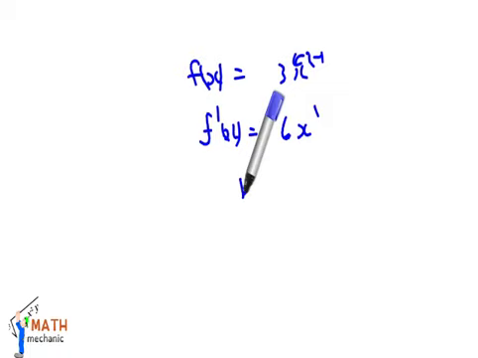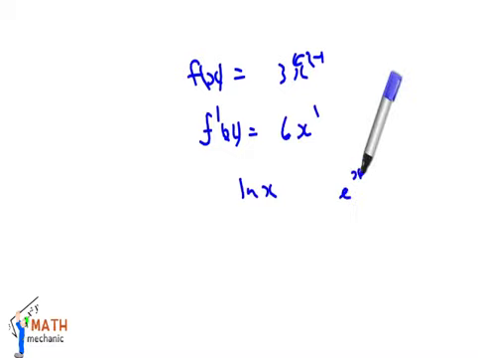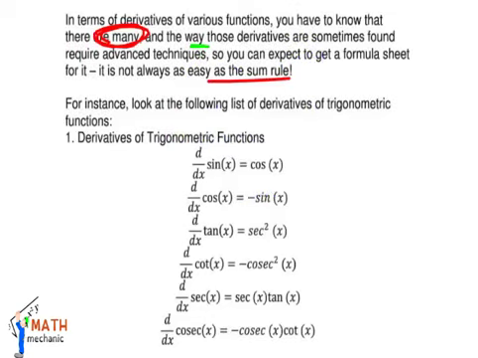But if you have ln of x, then you have a totally different derivative that you can't explain just with the sum rule. The derivative of e of x is just e of x. So how do you explain something like that? It's just important that you know that the way those derivatives are found can be a very cumbersome process, or there might be a totally different mathematical technique to find it, etc. So you can expect to find a formula sheet. That's the point I'm trying to make in that first paragraph.